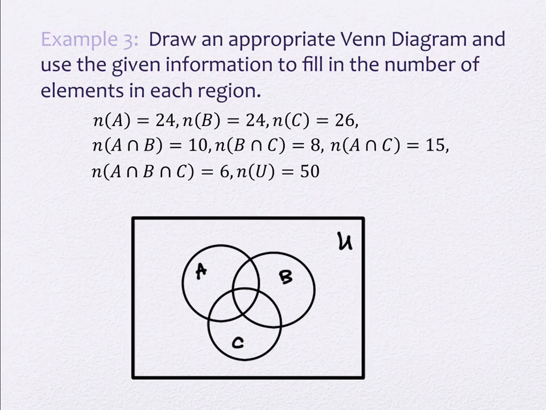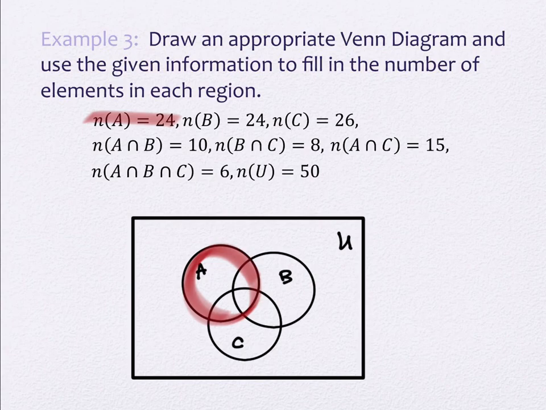Now, here's the thing. The first one at the top where it says n of A is 24. That means the entire circle A, all of the pieces, and there's 4 different pieces there, right? Combined have to be 24. There's a lot of ways that I could break apart the number 24 and put them in those 4 different areas, right? What that tells you is that that's not where we're going to start the problem.